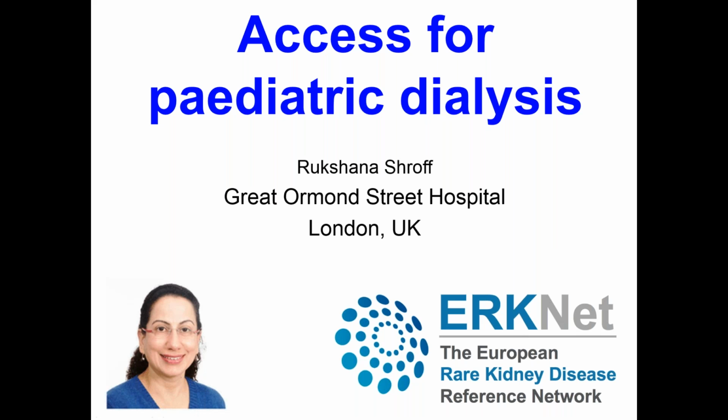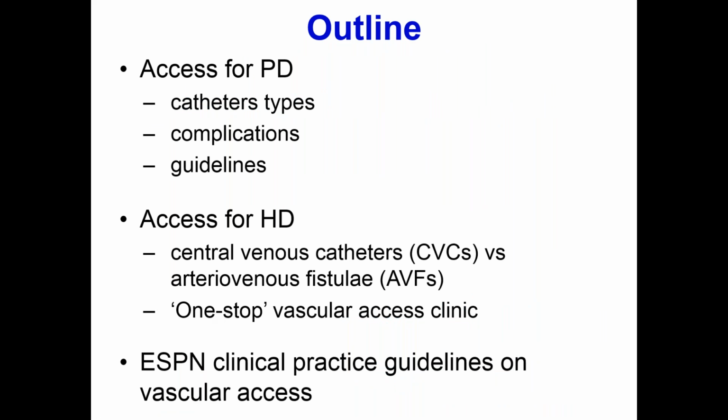So my remit for the webinar today is to talk about access for dialysis, PD and hemo. We'll start with PD. We'll look at the types of PD catheters, their complications, and a few common guidelines around that. We'll then look at access for hemodialysis, looking at central venous lines and arteriovenous fistulae, and briefly discuss the one-stop vascular access clinic that we have set up. Lastly, I'll just briefly mention our ESPN clinical guidelines, which will now be published in NDT.